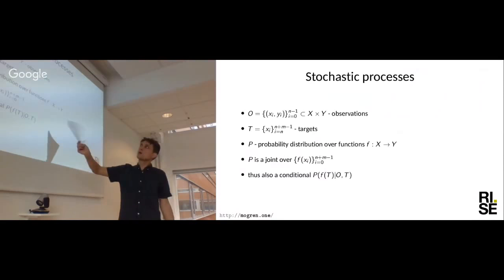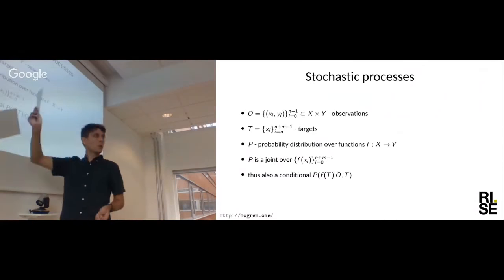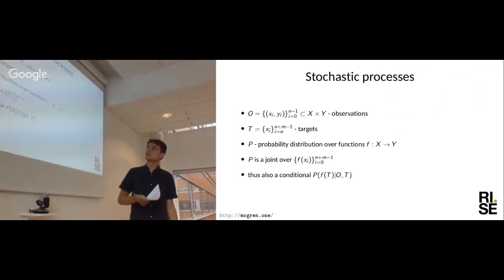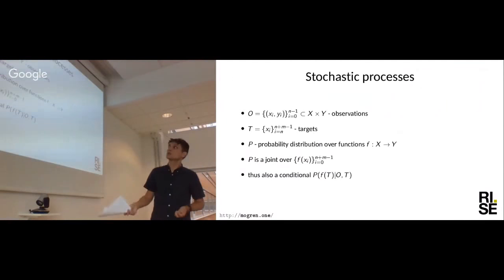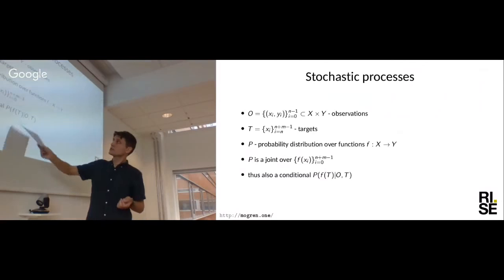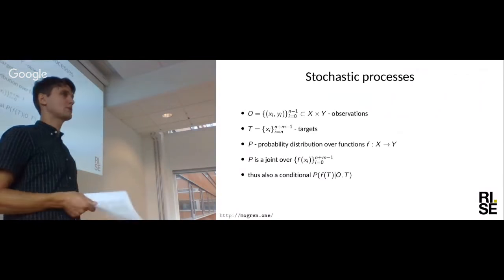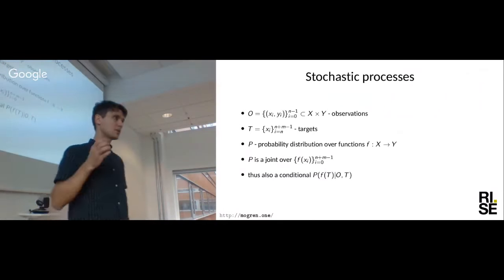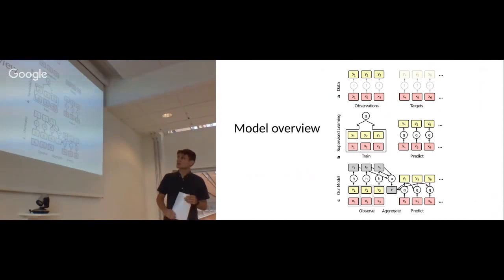So we'd like to model this probability distribution over functions. So we have functions from x to y. And we don't only want to learn exactly one function, but we'd like to learn the probability distribution over these functions. And what P is, it's this joint probability distribution over these outputs, f of xi. That is what we're modeling. It can also be seen as a conditional of the probability of the output f of T given O and T, which are the observations and the targets. Targets here can be a misleading term. The target is a set of xi's. So these are more the query points, for which we ask what is the output. I think it becomes much clearer when you look at this model overview.